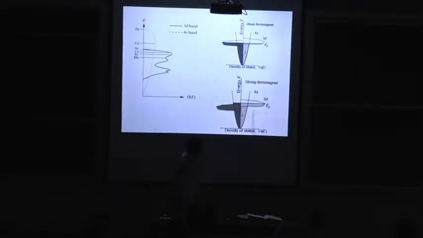Now this is what I actually showed you. I talked about the strong ferromagnet: one of the spin subbands is completely filled. At the top I have a weak ferromagnet. It is still a ferromagnet, but the majority spin band is not completely filled. Both of these will give you non-integer values of mu B per formula unit.